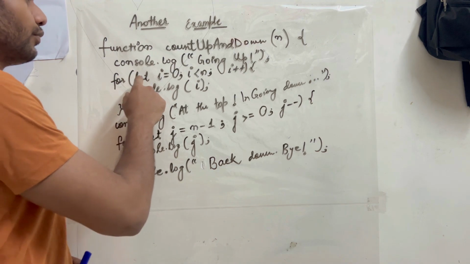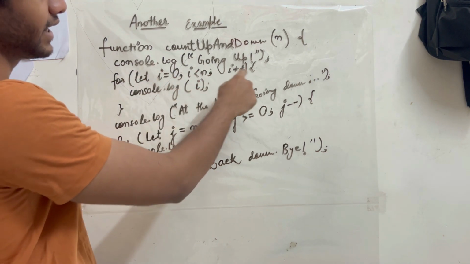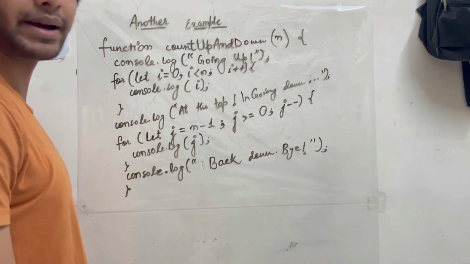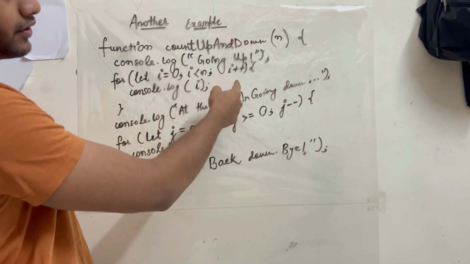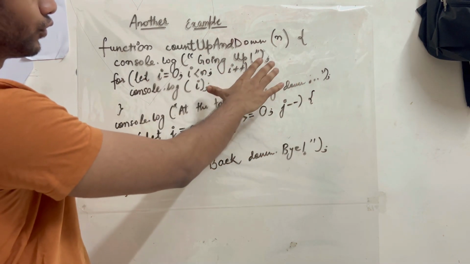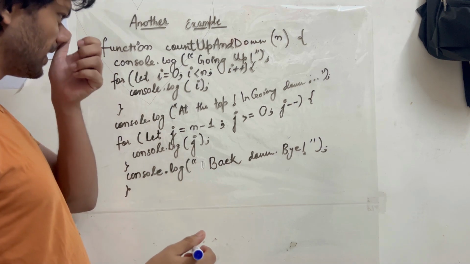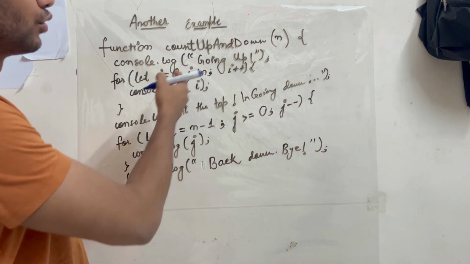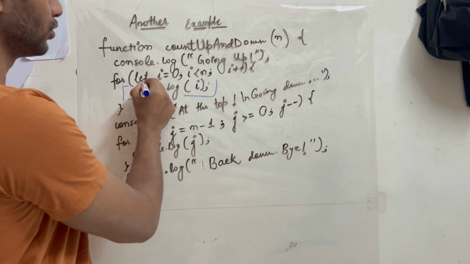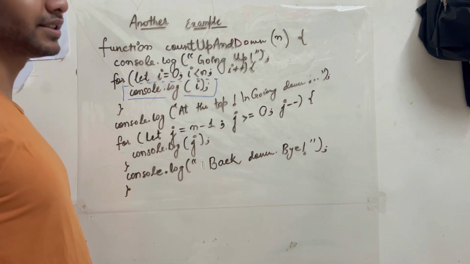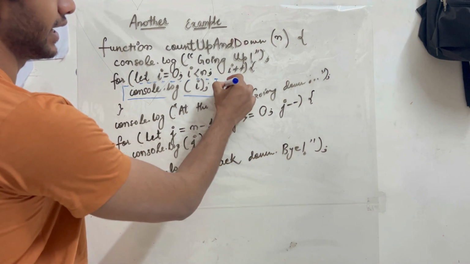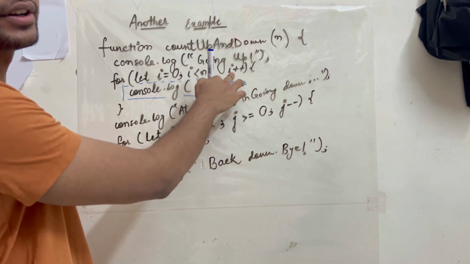So yeah, let us see. Here is a for loop with let i equal to 0, i less than n, i plus plus. It's a simple loop that starts from 0 and goes till n minus 1, because the increment is i plus plus, so i equals i plus 1. We don't care how many times the for loop runs. We just care how many times this console.log statement will be executed. The console.log inside will be executed n times.